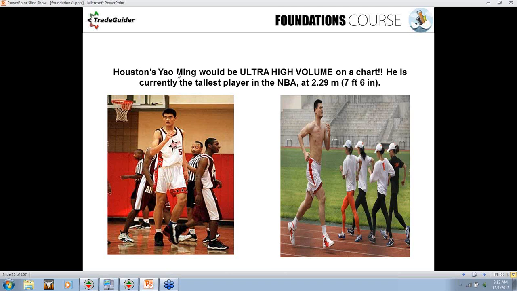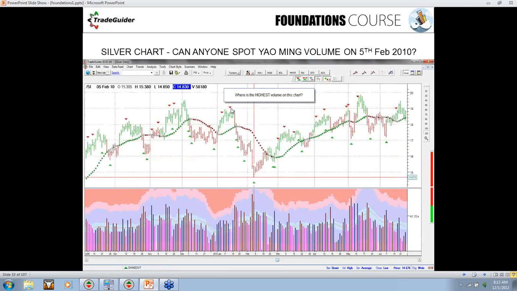Now, here is the silver chart on the day that Andrew Maguire said gold and silver were going to be taken down. And both metals are manipulated. Remember, Maguire said a number of things were going to happen in advance of them happening. First of all, Maguire said the manipulative event was going to happen on the 5th of February. That's that bar right there where the high volume is. See that high volume? There's your Yao Ming bar. The manipulative event has taken place.